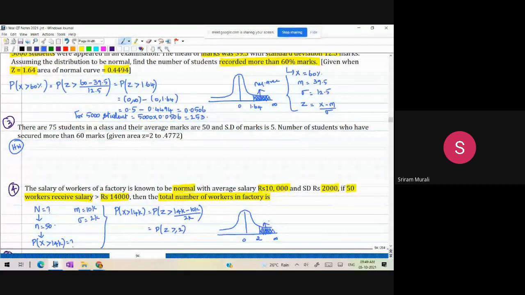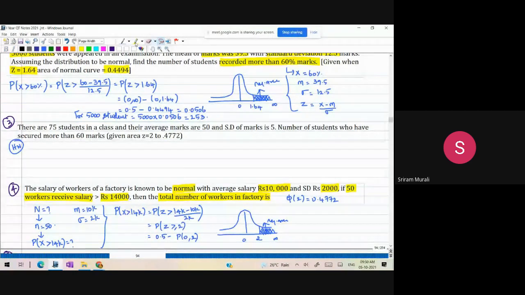So in the total area 0.5, I should subtract the area from 0 to 2. This value is not given, so phi of 2 is equal to 0.4772, which will be given in the question paper. This is for one worker. For one worker, the area will be equal to 0.0228. So substitute this value 0.4772 in the problem.